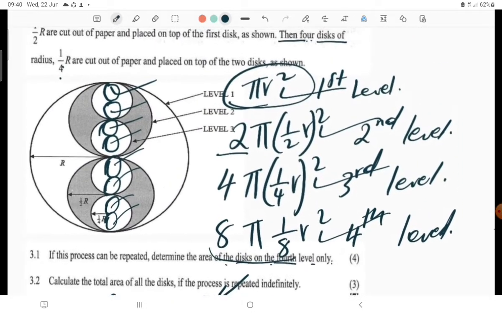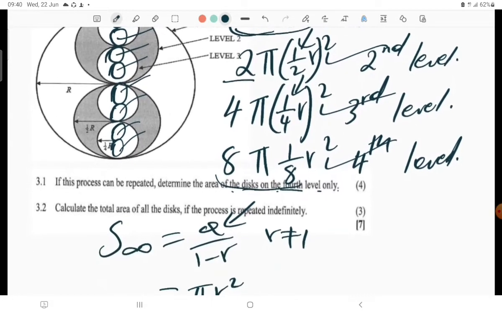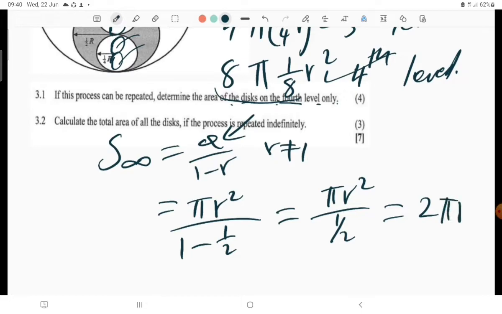Ladies and gentlemen, you can see that our r, which is our ratio, is just going to be 1 over 2. Then the answer is going to be pi r squared divided by 1 over 2. Therefore this is just going to be 2 pi r squared. So this is the total area of all discs if the process is repeated indefinitely.